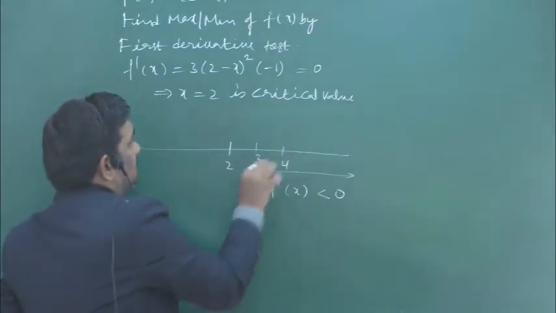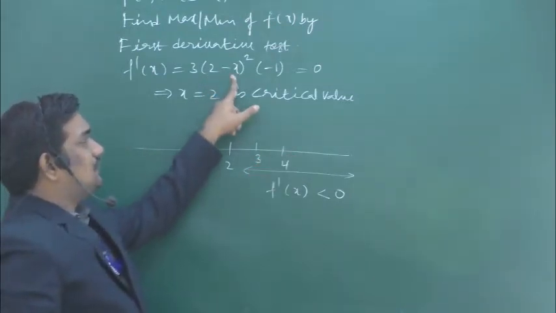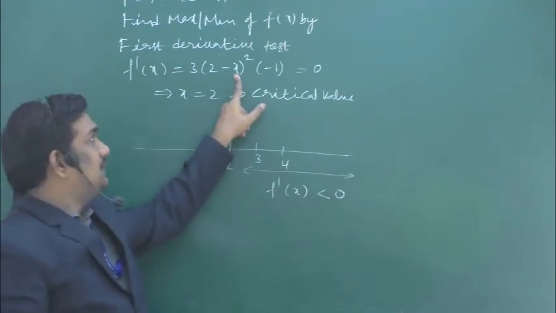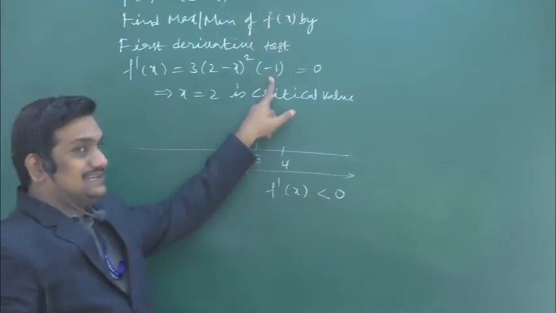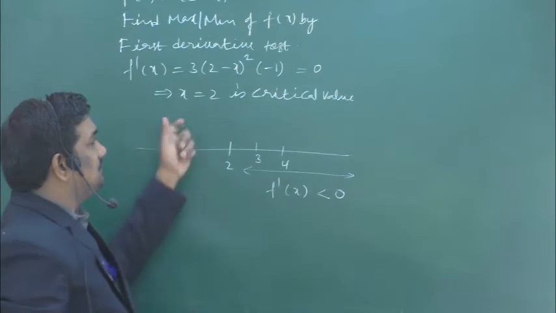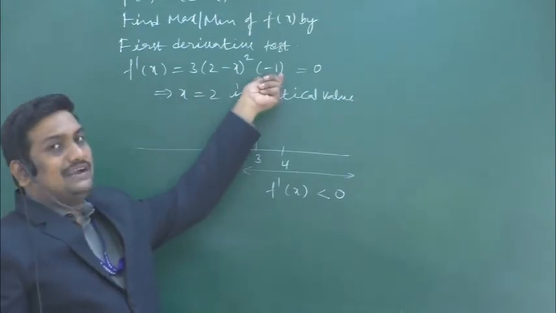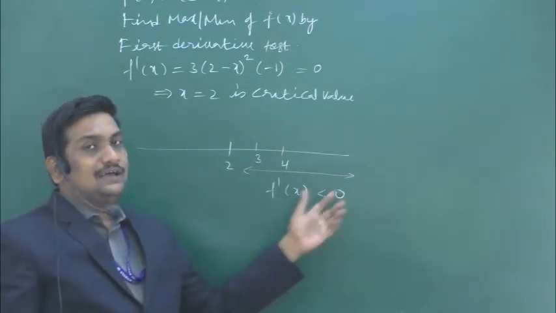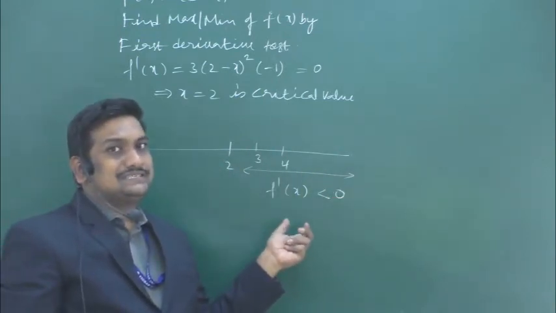Now you take 4. At 4, it is (2 minus 4) whole square. It is minus 2 square, that is 4. 4 into 3, 12. 12 into minus 1, minus 12. It is also negative. If you take 5 also, then because of this minus sign, you will get a negative value. So for every x value on the right hand side, you are getting the first derivative value as negative.